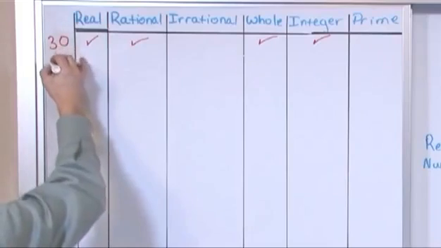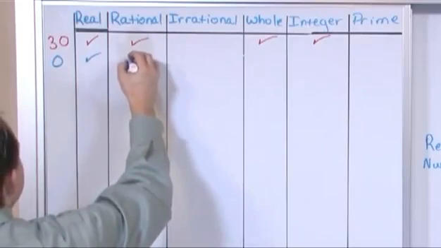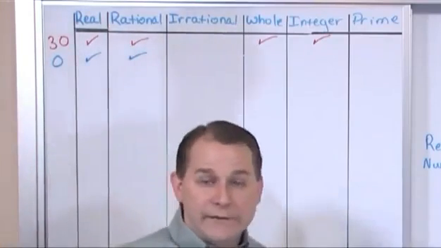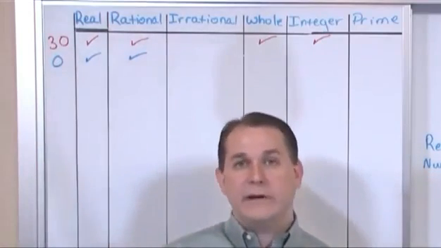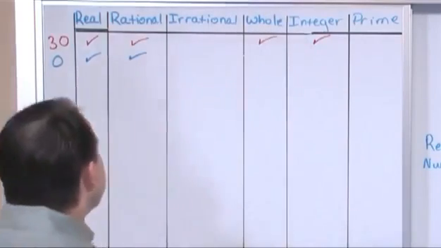All right, what about the number 0? Well, 0 is a real number. Just like we said, pretty much any number is real unless it has an imaginary part attached to it. It's rational because you can write it as a fraction. The number 0 divided by 5, 0 over 5, is going to be equal to 0. 0 over 10 is going to be equal to 0. So you can write it as a fraction, so it's rational.